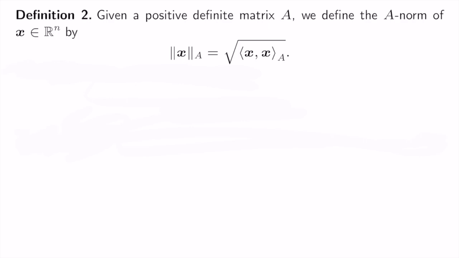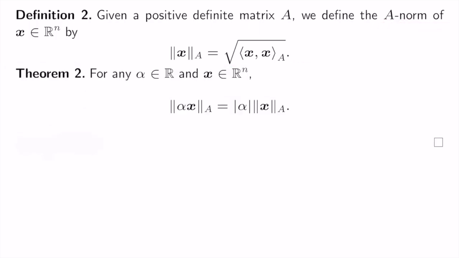Now, just like the inner product induced a norm, this positive definite inner product also induces a norm like this. So we define a norm like this. And here's a rather trivial theorem. If alpha is any real number and x is any vector, then the A norm of alpha x is equal to the absolute value of alpha times the A norm of x. And it is an exercise for you to prove this.